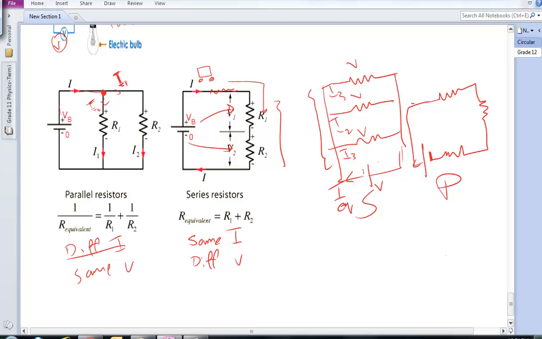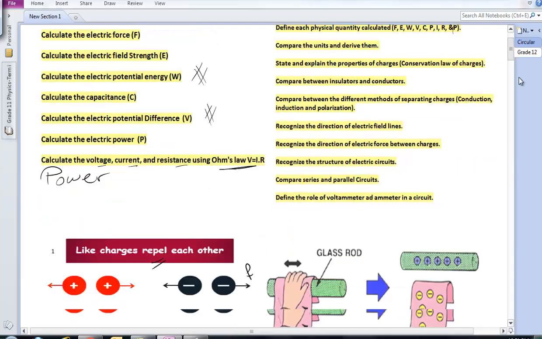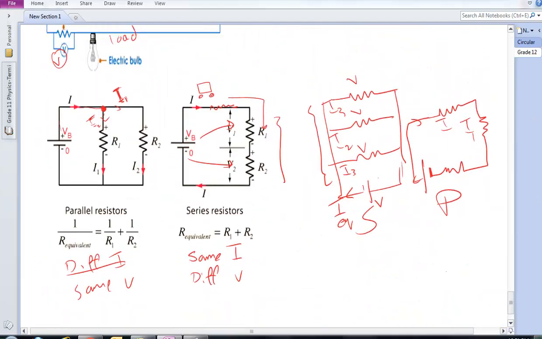But here the I is going here, so it is the same I. So it is the same I. Okay, and the same I. But the V is divided, so this is V1 and V2 and V3.